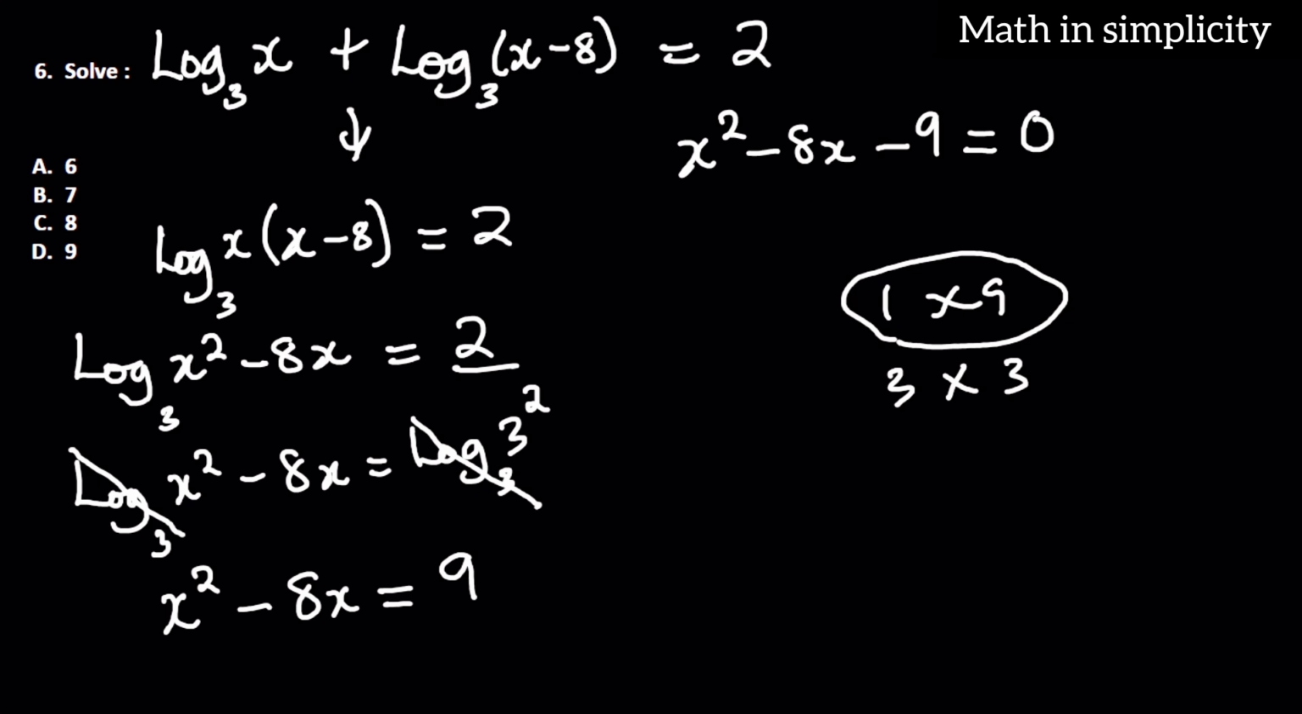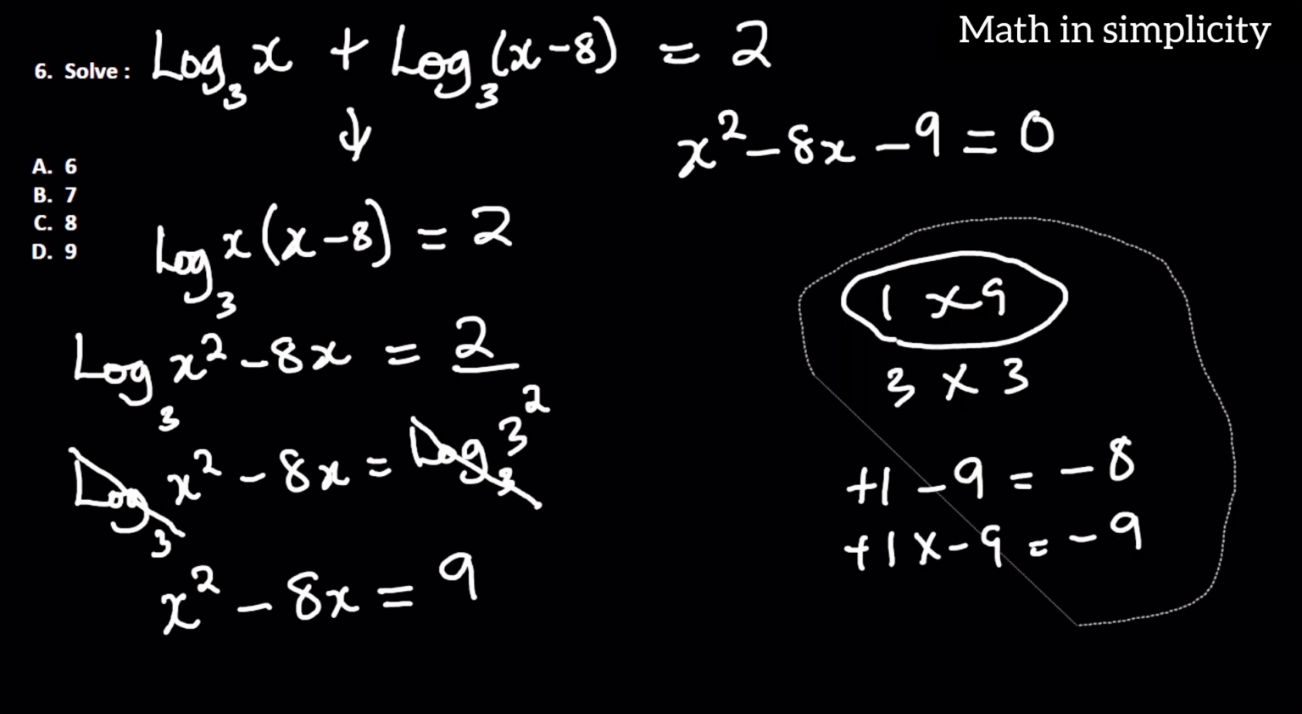So how are we going to do that? If we have plus 1 and minus 9, I think that's going to work. Plus 1 minus 9 gives us negative 8, and plus 1 times negative 9 gives negative 9, since positive times negative is negative. So the two factors we're looking for are positive 1 and negative 9. So we're going to replace that in the problem.